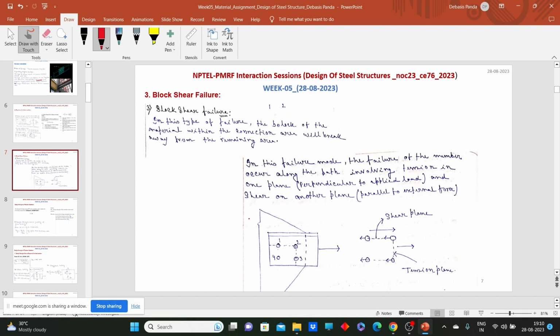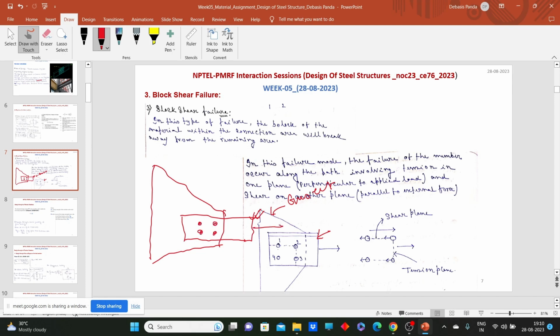Look at this connection here. One gusset is there, and one angle section is connected to the gusset. You can consider it an angle section, or you can consider it as a plate section. For example, we have a gusset. Sometimes we need to connect a plate with the gusset, sometimes we need to connect an angle section with the gusset. First, let us try to understand what we mean by block shear failure. So we have four bolts here.